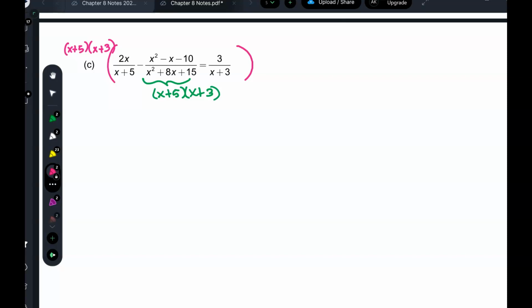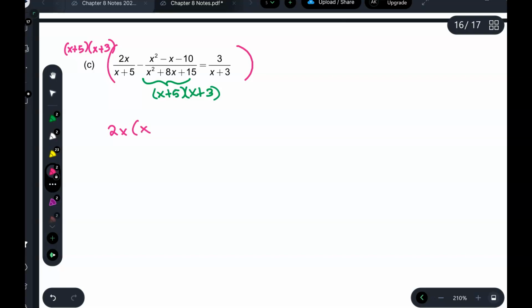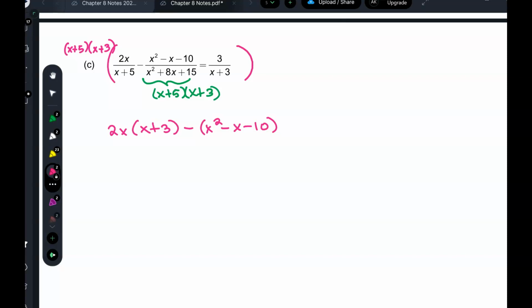Okay, the first one. So I'm going to multiply by x plus 5 times x plus 3. So in the first one, 2x times x plus 5, 2x times x plus 3, minus this whole thing, x squared minus x minus 10, because these will all cancel each other out, right?